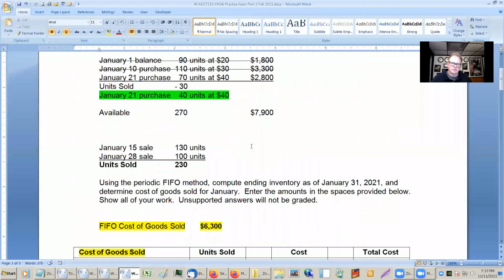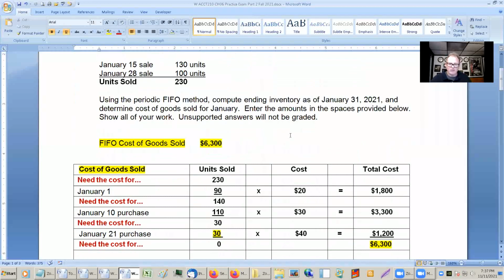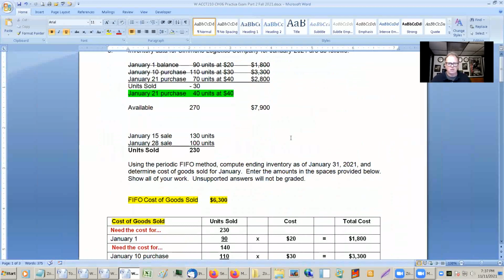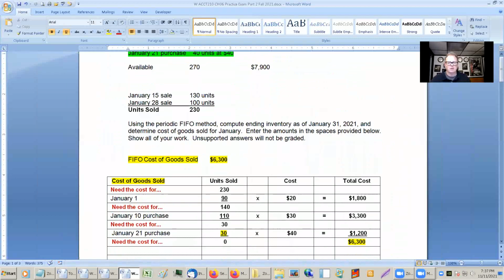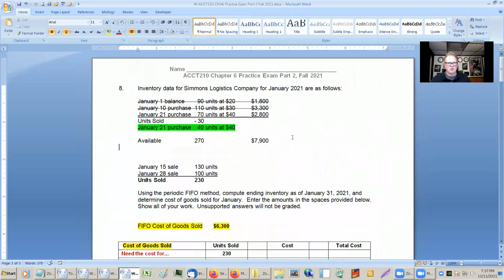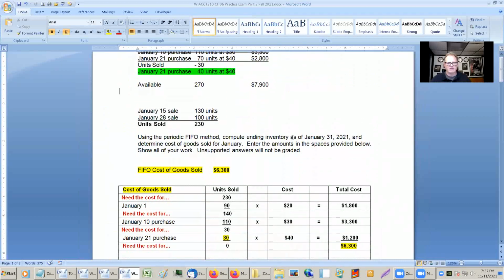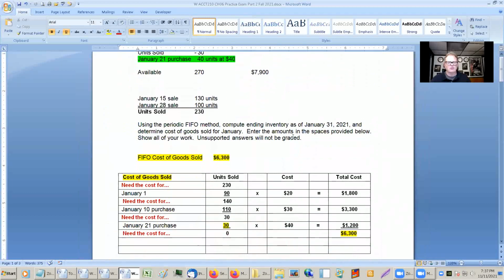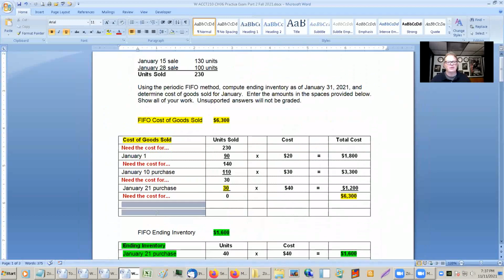For those of you that are on part 2, if you've already gone through it, here's what you should have gotten. I'll clean this up a little bit.